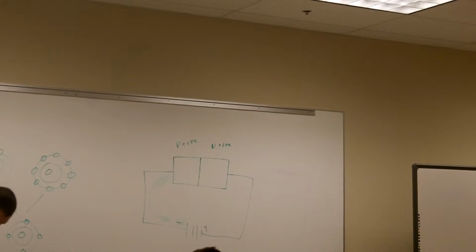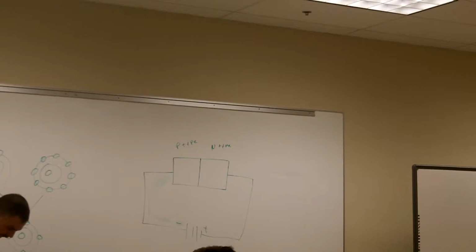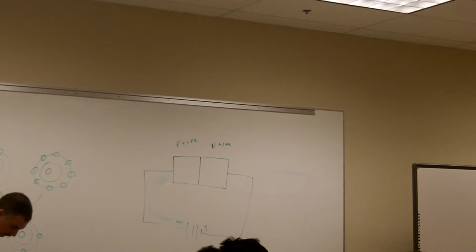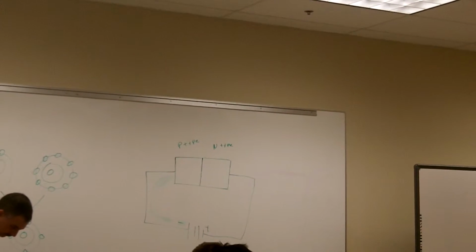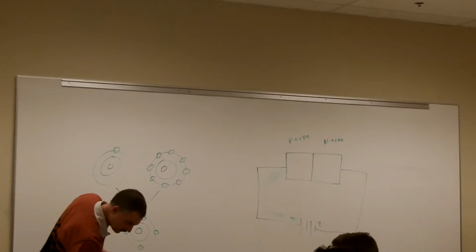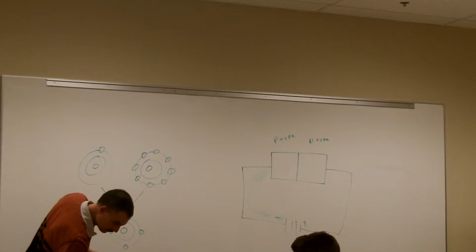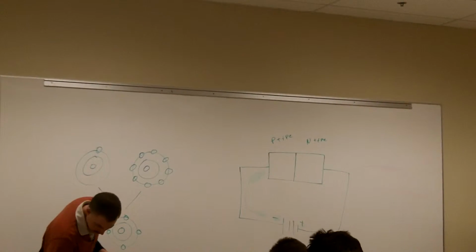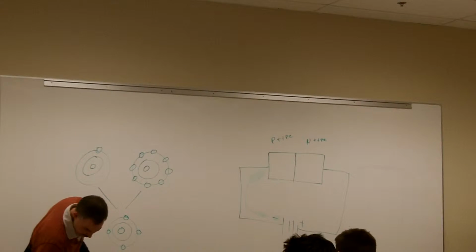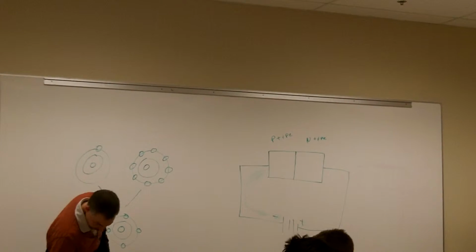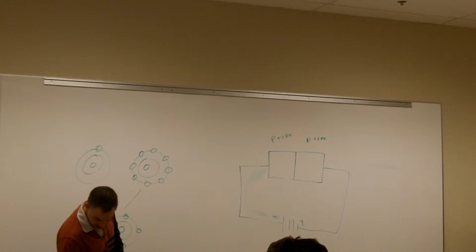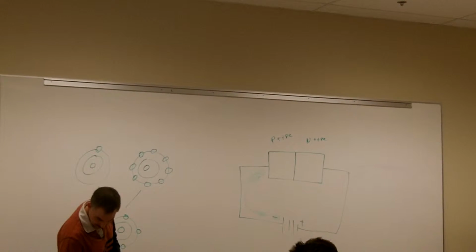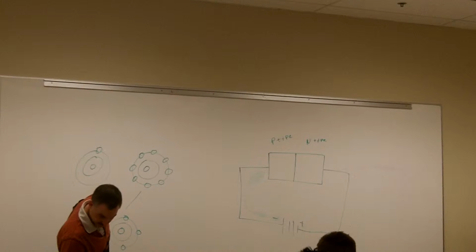Let's take a look in our chapter here. 724. What is it, 774? 724. Oh, no kidding. Yeah, so the N-type is going to be, what did it be?